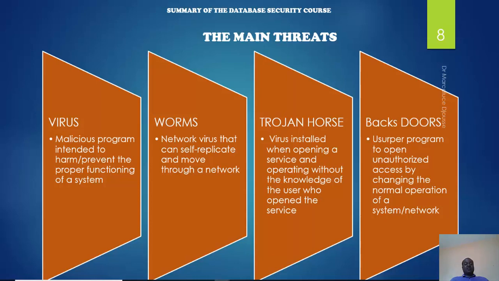We have first of all viruses. Among those viruses, we want to understand that a virus is a program intended to harm or prevent proper functioning of the system. And the worm is a network virus that can self-replicate and move through a network.